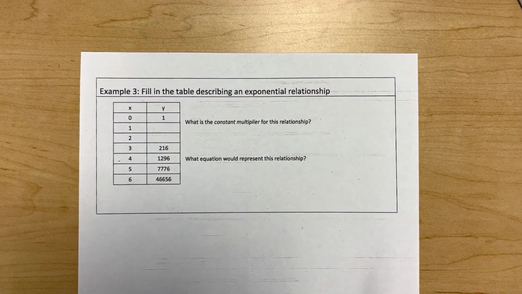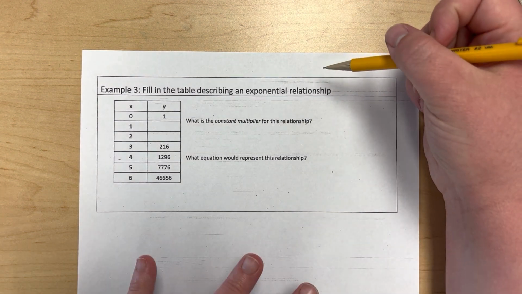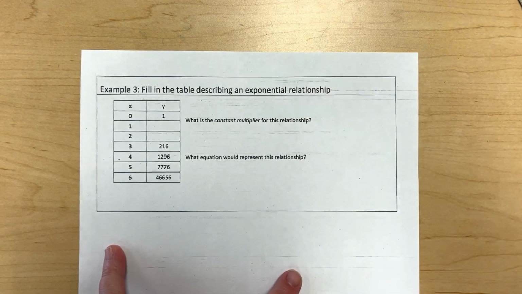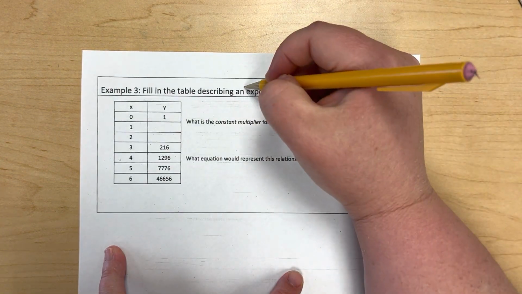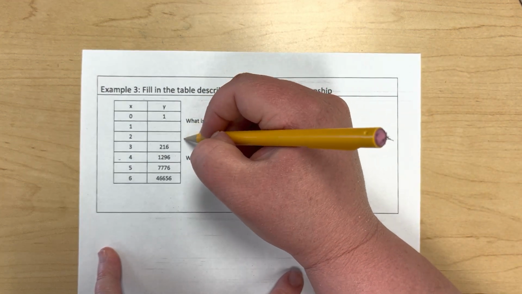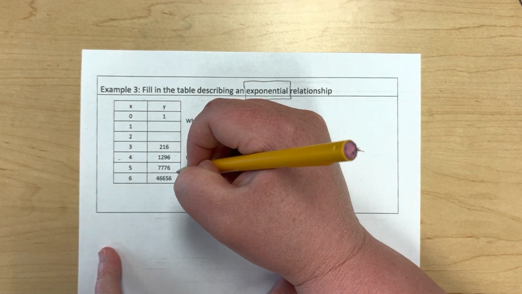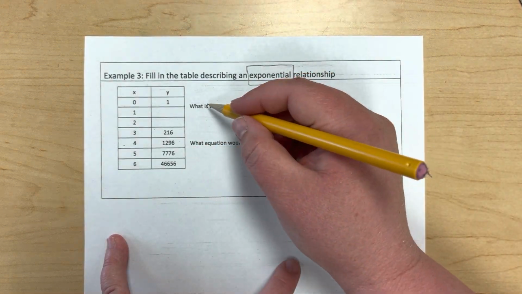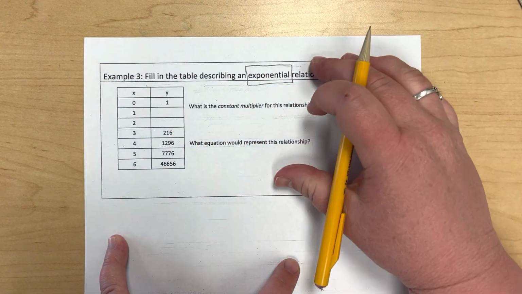So example 3 says, fill in the table describing an exponential relationship. So the first thing it says is, what is the constant multiplier for this relationship? Now, the key here is that they told us that it's exponential. That means as I go down the chart, I am multiplying by the same amount every single time. So to go backwards, the opposite would be to divide by the same amount every single time.